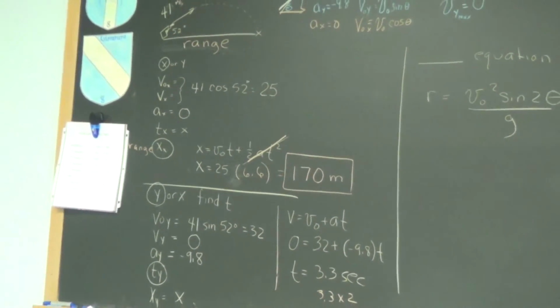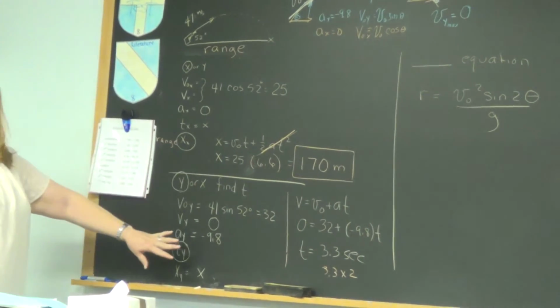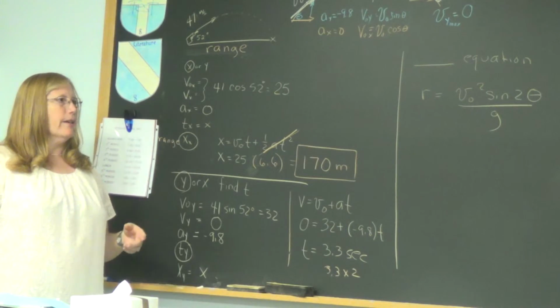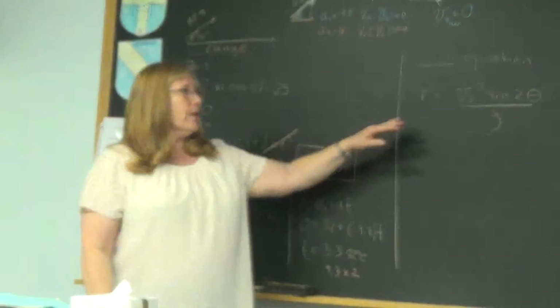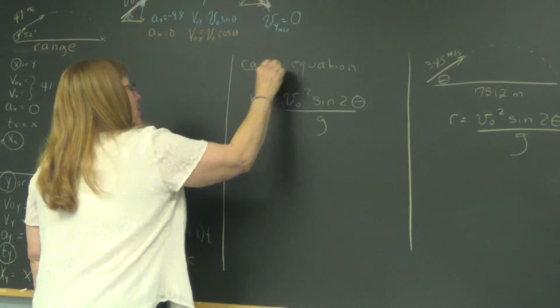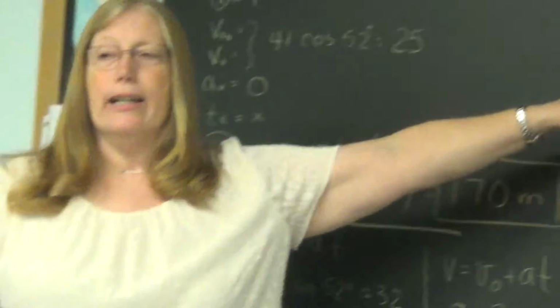And then we took away all the numbers, and we actually did the same thing with all theory, with x's, v sub o's, thetas, and so forth. And we came up with what's just called the range equation. And the range equation is a summary of all of this work sitting right there in that one.